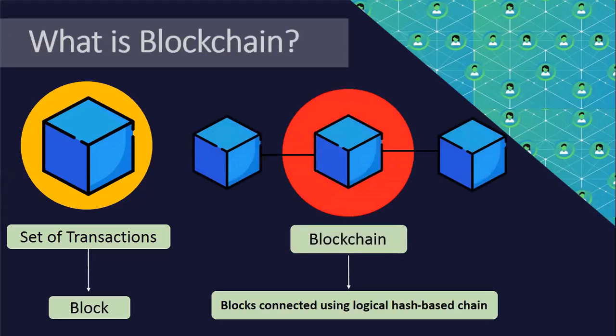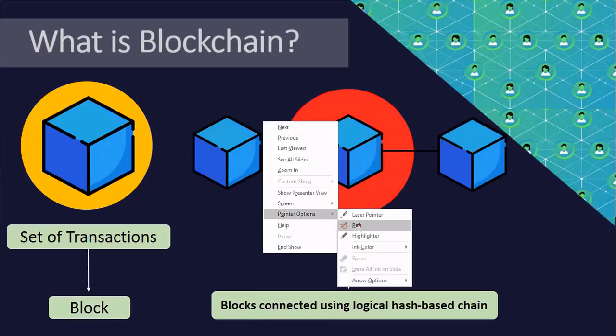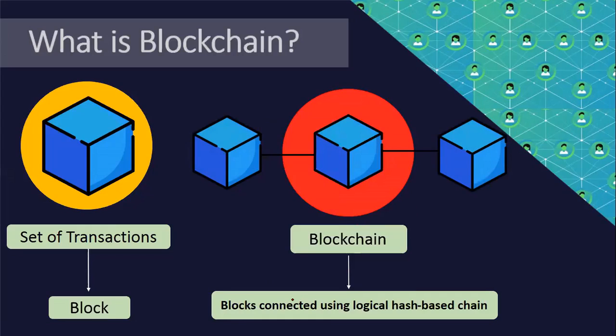And the way they are connected is that the hash of this block, remember we discussed hashing, is actually stored in the next block, right? So blocks are actually connected using a hash-based chain, right? This is a logical chain, like a linked list, which you must have heard about as well, right? It's a similar concept where the hash of the previous block is stored in this block. The hash of this block is then stored in the next block, right? That's how these blocks are chained together.